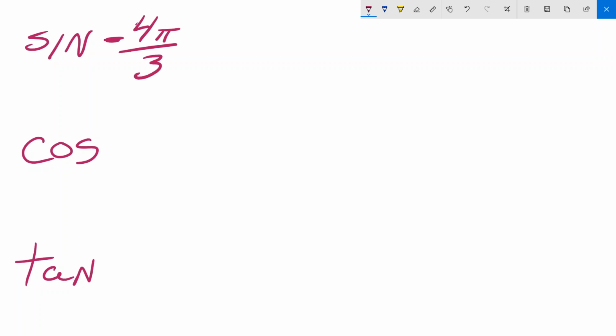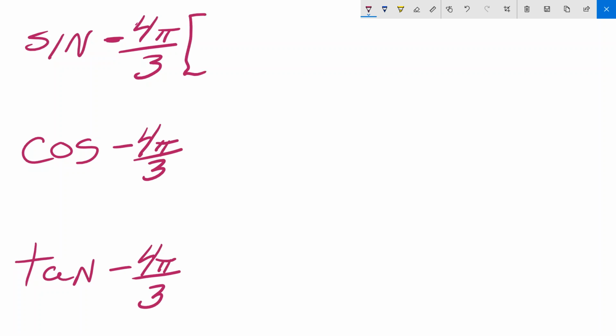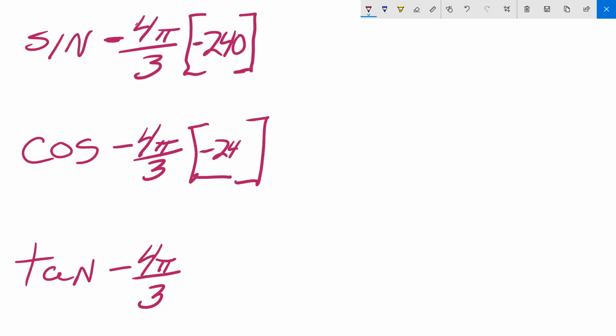All right, good. So, first of all, let's convert that to degrees. Pi over 3 is what? So what's 4 times 60? Minus 240 degrees. Same angle for all three of these. Minus 240 degrees.